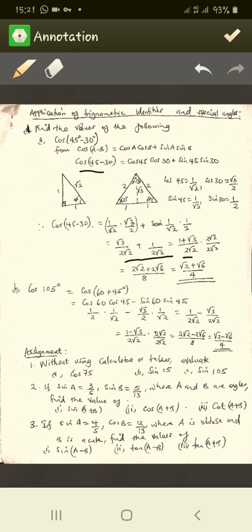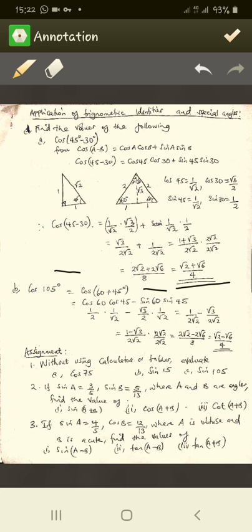Then we rationalize by multiplying up and down by 2 root 2, and we end up having this one as our answer. 2 times 2 is 4, and root 2 times root 2 is 2. So 4 times 2 is 8. That's how it comes about. So that's how we can simplify that when we are using special angles and trigonometric ratios.